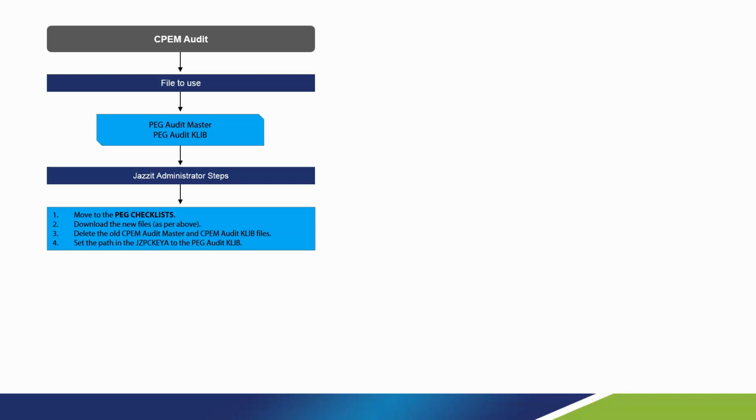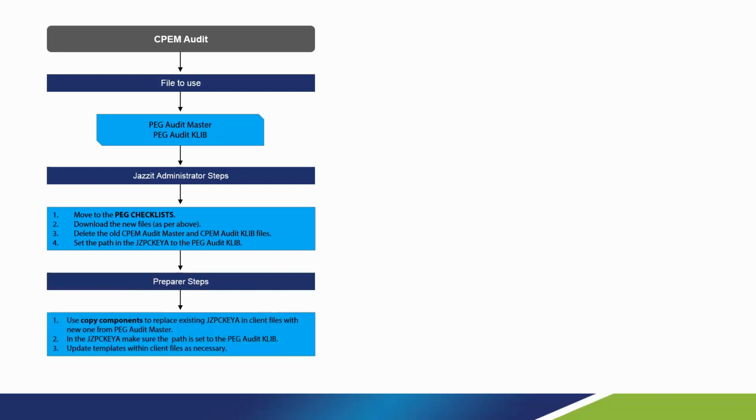The Jazzit administrator will delete the old CPEM audit checklists and make sure that the JZPC key A control document in the PEG Audit Master file is connected to the PEG Audit Caleb. The preparer would use copy components to bring in the new JZPC key A control document from the PEG Audit Master into the client file. They should make sure that the path in the JZPC key A control document is set to the new Resource Center. The preparer will update the templates from the Resource Center as usual.